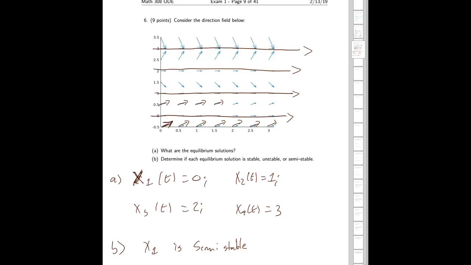Now x2. This is x1, x2, x3, x4. If you look at x2, this is stable. x3 of t is unstable. And then x4 is stable, because if you start a little bit below 3, the solutions go up. If you start a little bit above 3, the solutions go down, so x4 is stable. Okay, that's it for this video.